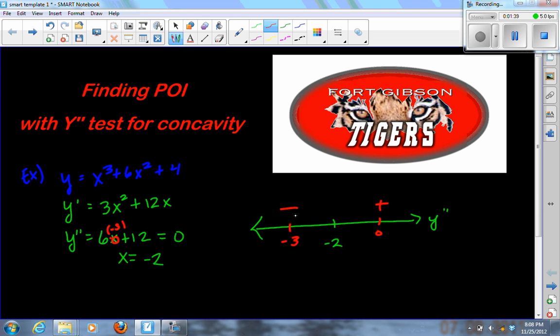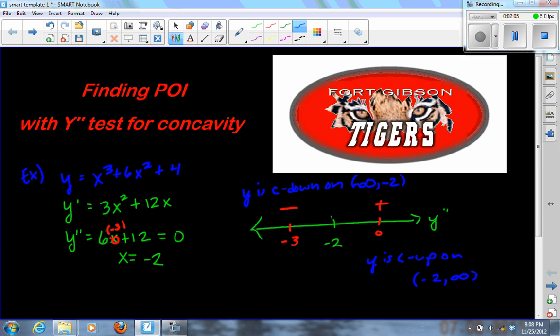Okay, so just by looking at this number line, I can tell something about the function. So y is concave down on -infinity to -2. And that's because of this sign of the second derivative. This sign tells me that y is concave up on this entire interval.